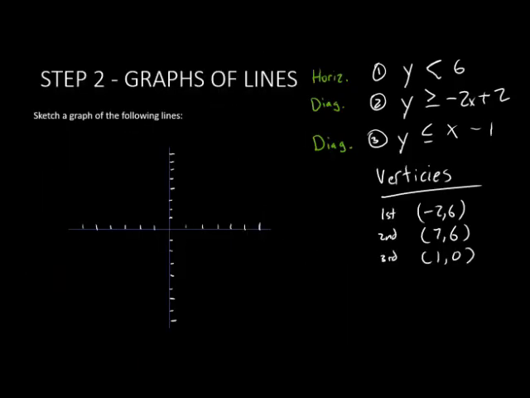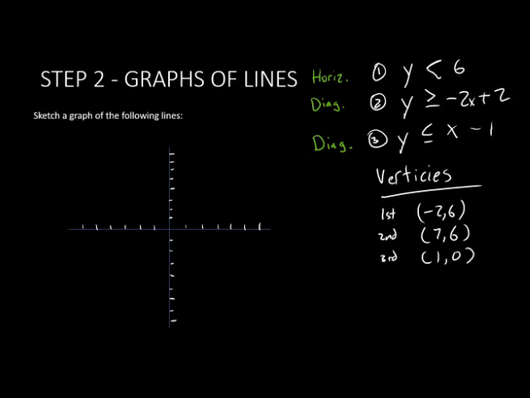On this new page, I've written my system. I've noted that line 1 is horizontal and line 2 and 3 are both diagonal, and I've written all three of the vertices that we found previously. Now let's place the vertices on the graph. Our first vertex was negative 2, 6.